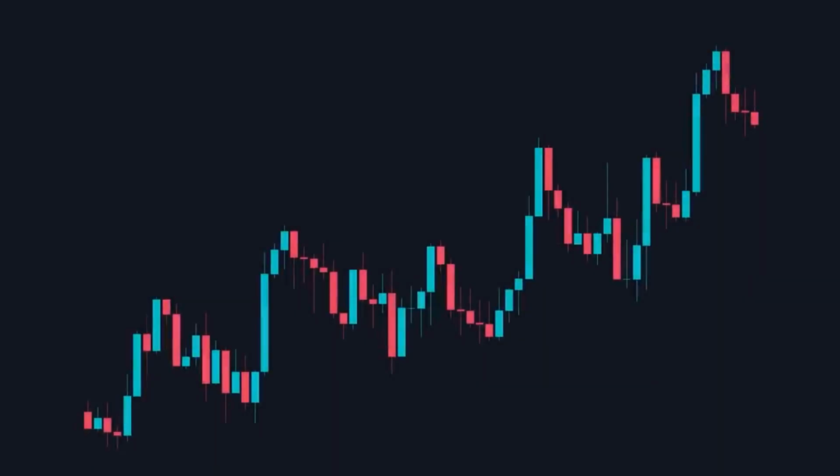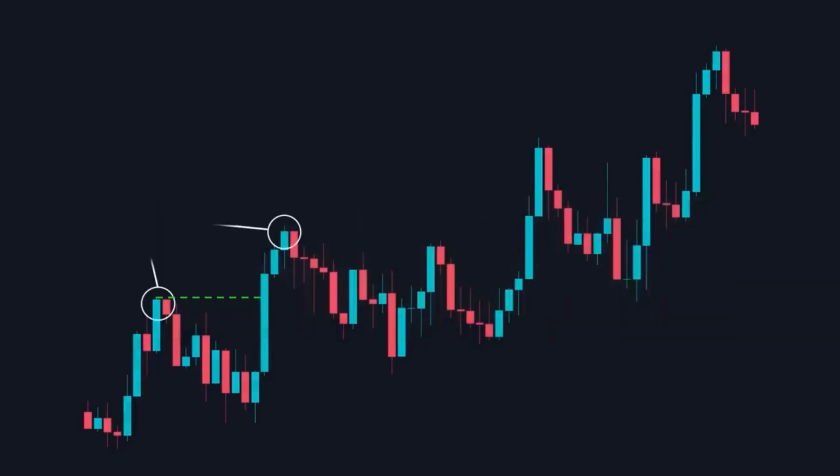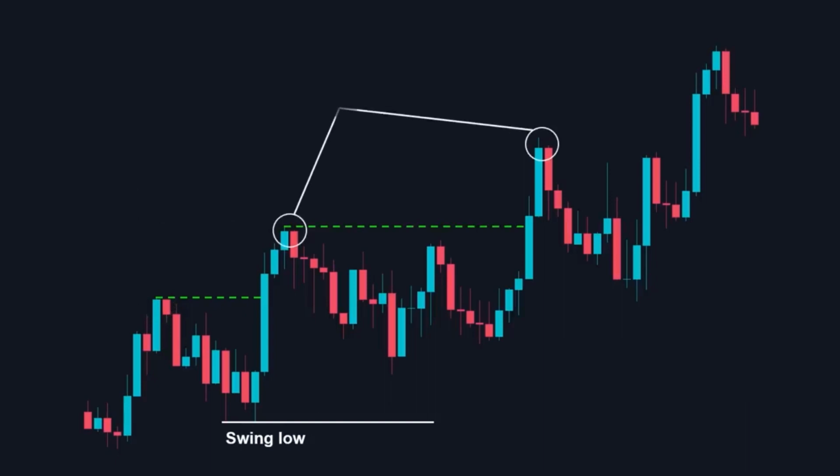So here, let's identify the valid change of characters. In order to do that, first, we must identify our swing lows. In the bullish scenario, the lowest point between two consecutive highs is identified as a swing low. Here we have two consecutive highs, so the lowest point between these two is our swing low. As long as the price stays above this level, it represents a bullish market, and we will only look for buying opportunities. And for a valid change of character, we need to see a candle break and close below this level. Here we have another break of the structure caused by this move.